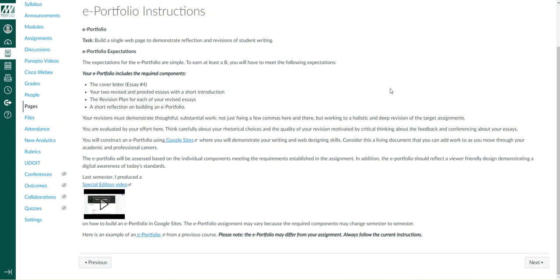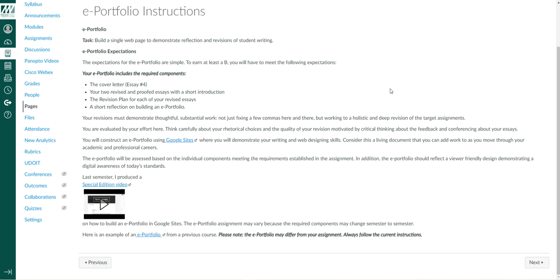So you have the required components here. Your cover letter, SA4, will be the first item that is demonstrated or illustrated in the e-portfolio on your webpage. Your two revised and proofed essays with a brief introduction about your individual selections, the revision plan for each of your revised essays, and also a short reflection on building the portfolio. What was it like to actually build a web page using Google Sites? I'm looking for about 200, 250 words, just short and sweet.